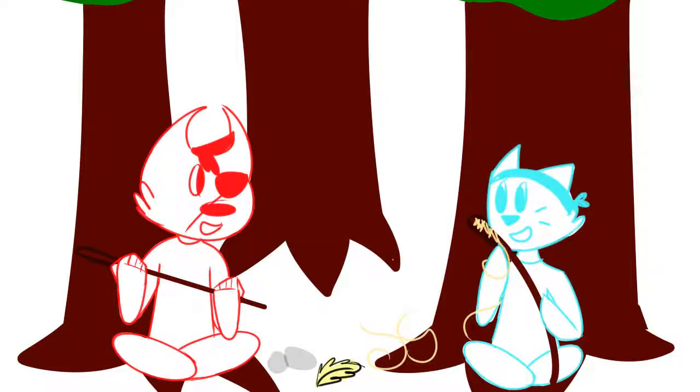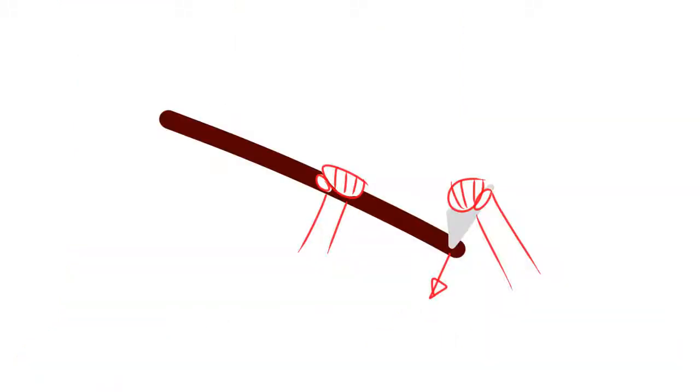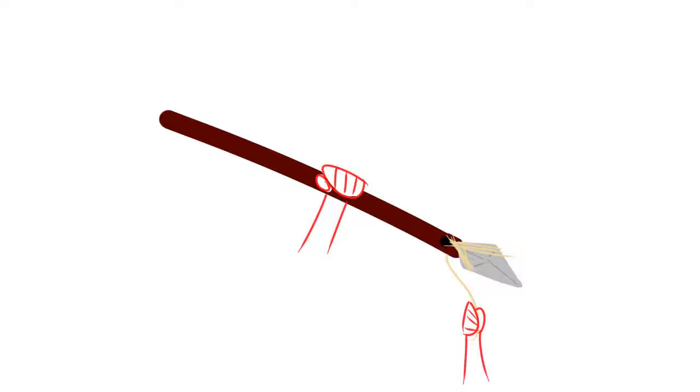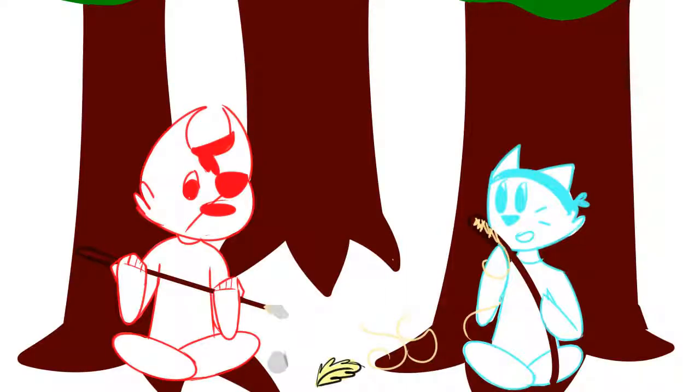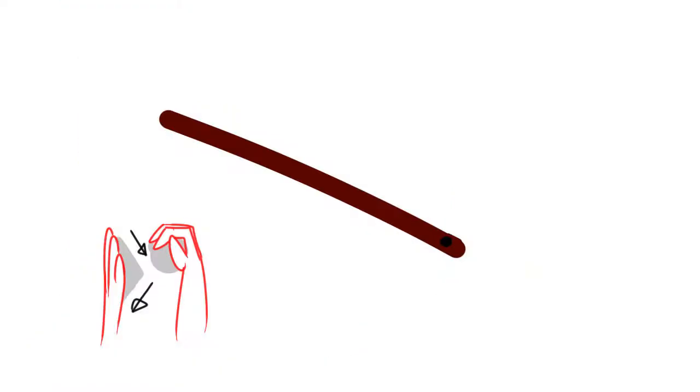Hey, Julia, got any extra twine? Yeah, some loose ends. Perfect. I'll use the sharp stone edge to make a hole. Then I'll just use the string to tie it around my rock. I think the rock should be sharper. Yeah, you're right. I'll sharpen it with another rock, then tie it to the stick. Duck feather for the end, and done.